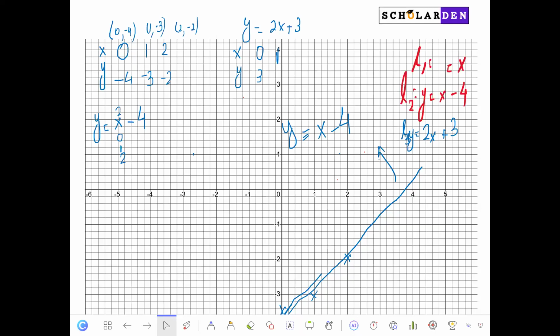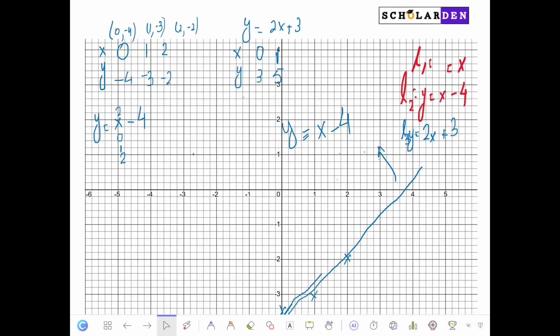I'm not doing the negative values just for simplicity's sake, but you can do the negative values just as fine as the positive values. Okay. So 2 times 1. So we plug in this value over here. 2 times 1 is 2, plus 3 is 5. So you get 5 over here.